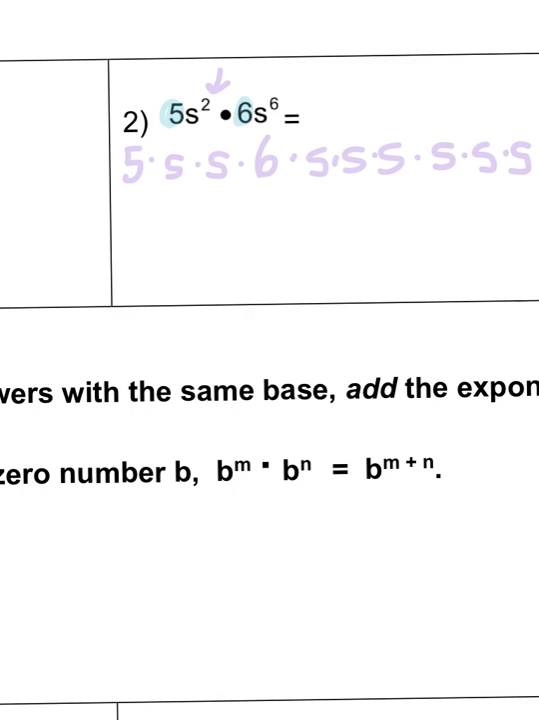So as we try to simplify this, you'll see that we are going to multiply the coefficients of 5 and 6. 5 times 6 is 30. Now let's look at the exponents. We have a base of s being repeated, and it's repeated 8 times. Now what did we do? Let's put this into words.